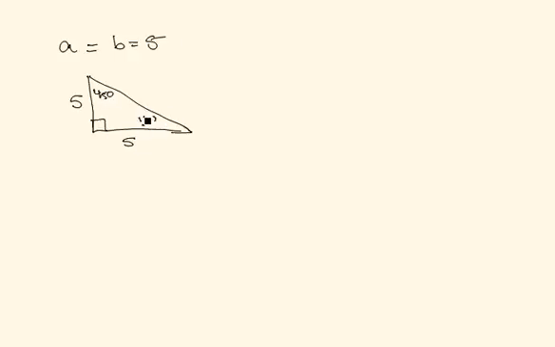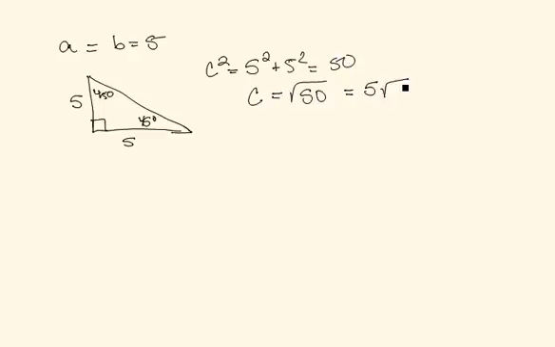Therefore, all I need to do is find the hypotenuse, and the hypotenuse c squared is equal to the sum of the squares of the legs. 25 plus 25 is 50, so c is equal to the square root of 50, which is 5 times the square root of 2.